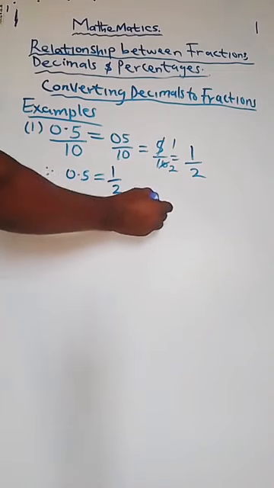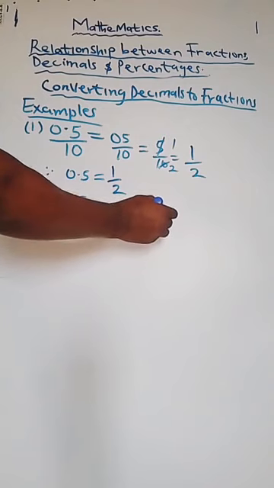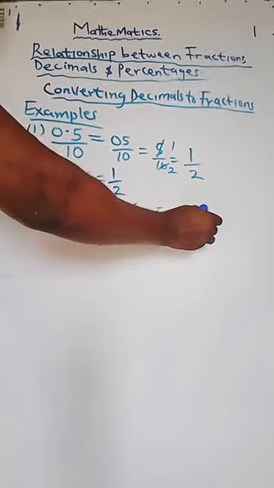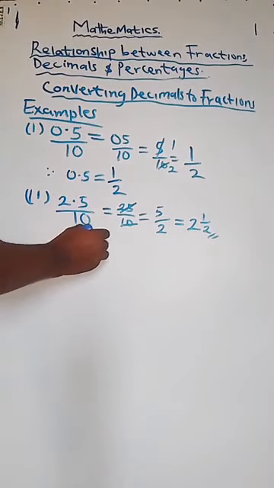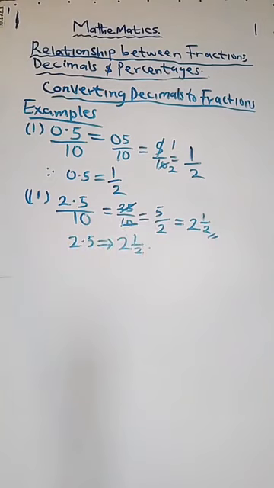5 here, 5, 5 here, 2. So 2 in 5, 2. We have 1/2. So 2.5 is the same thing as 2 and 1/2 in fraction. That's how to convert decimals to fractions. Let's look at one more to boost our understanding.